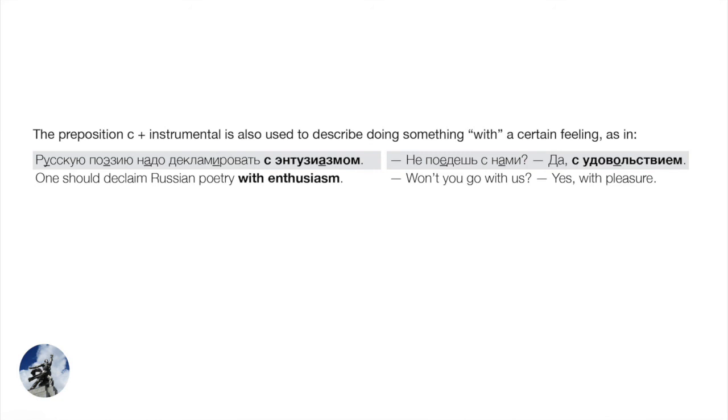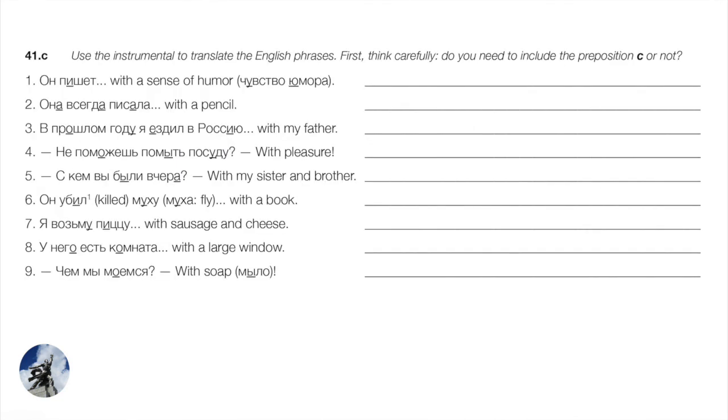Okay, let's look at a few English phrases and try to translate them into Russian and think very carefully. Do we need с in Russian, or do we simply need the instrumental case with no с? So think carefully. This seems easy, but it may trip you up. Okay, he writes with a sense of humor. The basic question here really is, is whatever it is being used as an instrument, literally? No. So with a sense of humor, we can think of it as a feeling that's accompanying his writing. Maybe that might be helpful.